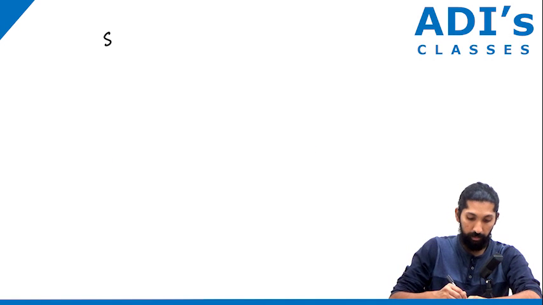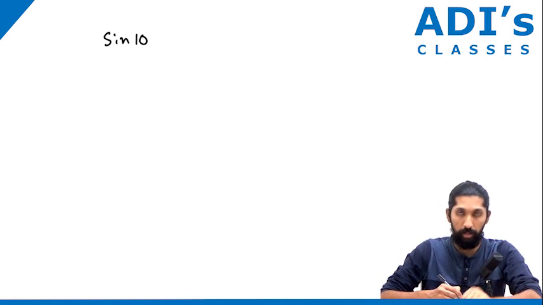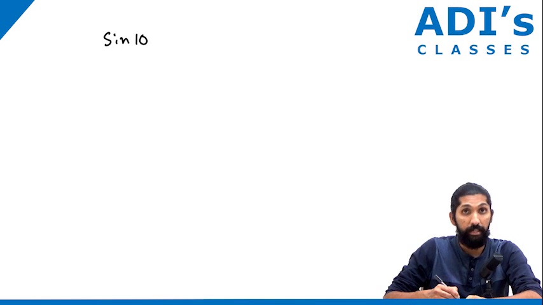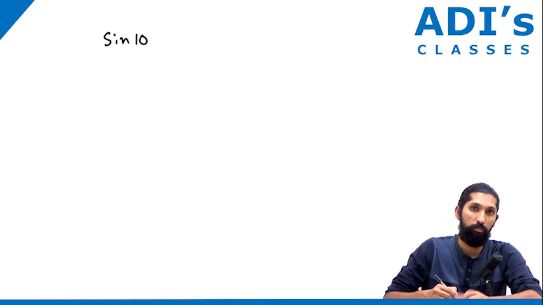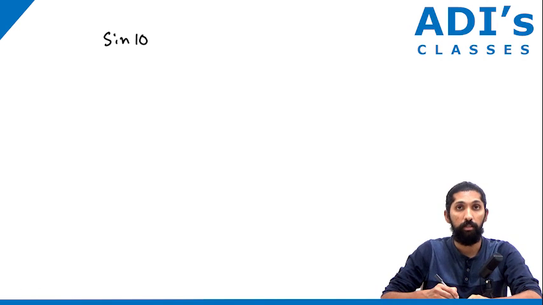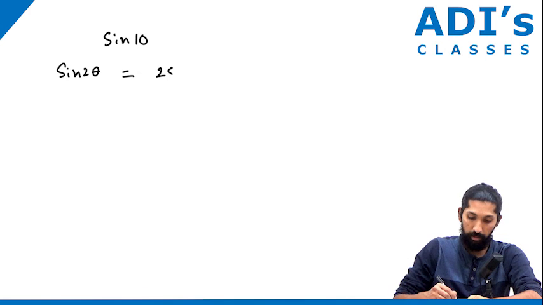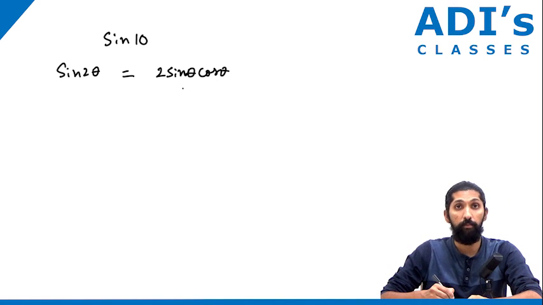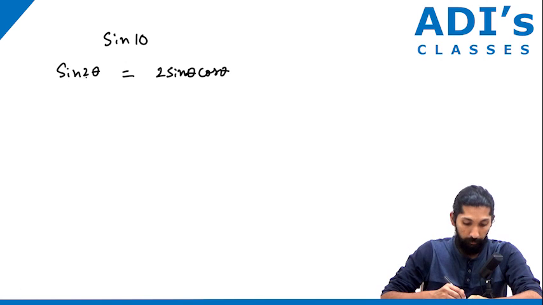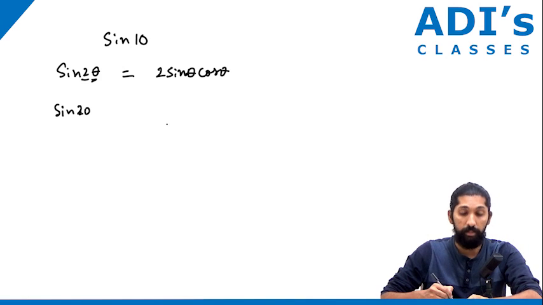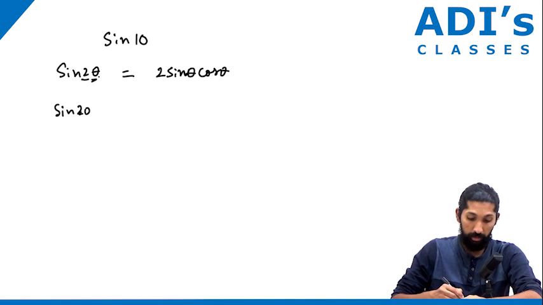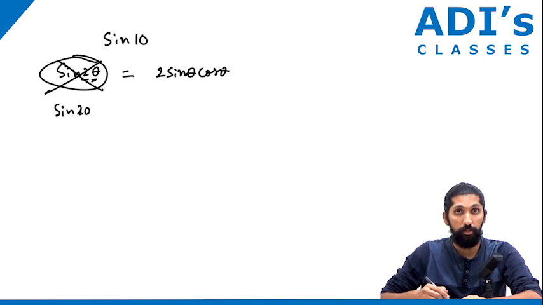Suppose I ask you to find the value of sine 10 degree. We can't use the regular ways, and it's not even a standard angle. Suppose I take the sine 2 theta formula: 2 sine theta into cos theta. If I take my theta value as 10, then sine of 2 into 10 will give me sine 20. But do we know sine 20? This itself is not known. So don't you think taking sine 2 theta is a very bad option?